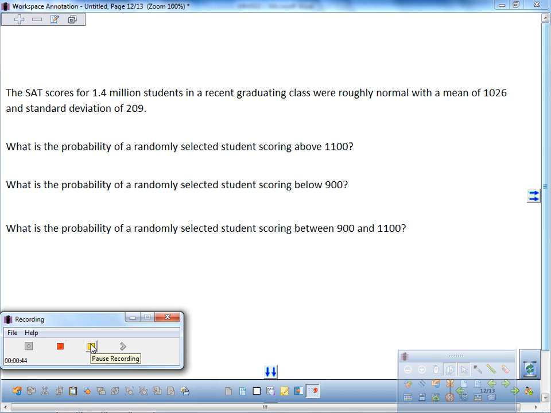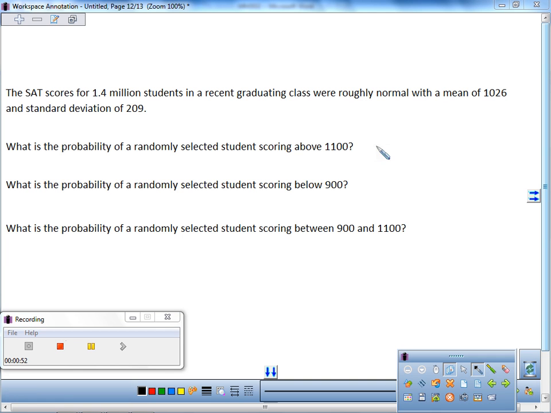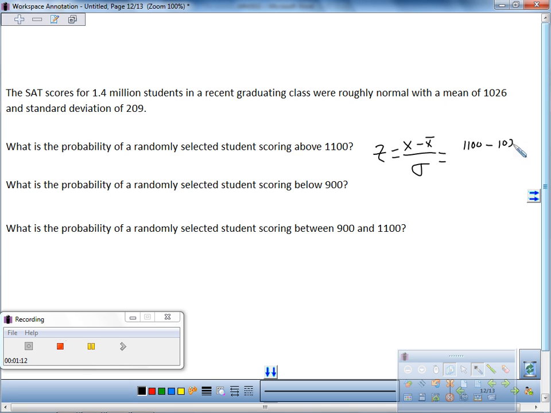Alright, the first thing you need to do is calculate a z-score. Now a z-score, we have a formula for that. So z will be equal to x minus x bar over the standard deviation. Now remember, x is whatever we're randomly picking, and x bar is the average or the mean. So for this one we're looking at 1100 minus the 1026, and we're going to divide all that by 209 to come up with our z-score.